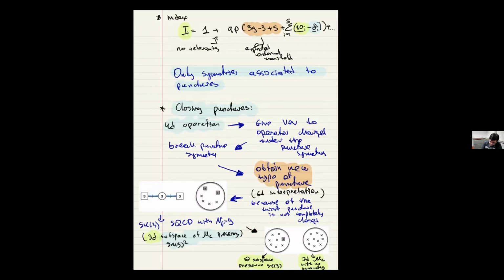For example, an SQCD with SU3 and the most generic baryonic superpotential will correspond to a 10-punctured sphere where these punctures are these empty punctures, punctures which have no symmetry associated to them. The conformal manifold that we found was 7-dimensional, exactly what we would expect from a sphere with 10 punctures.